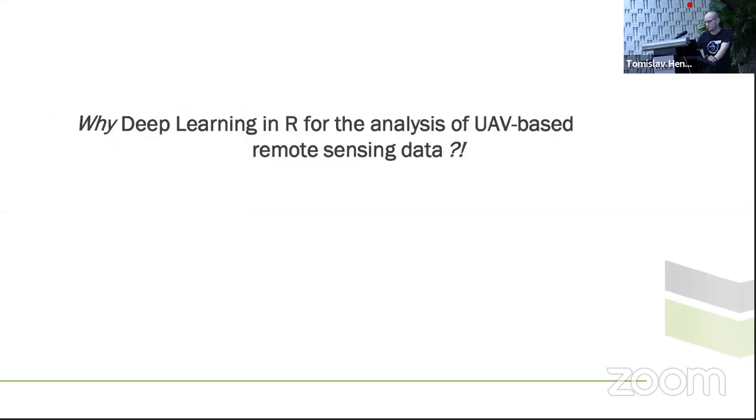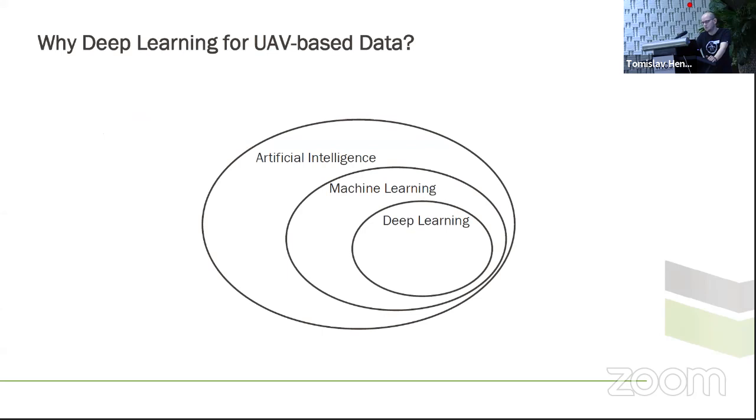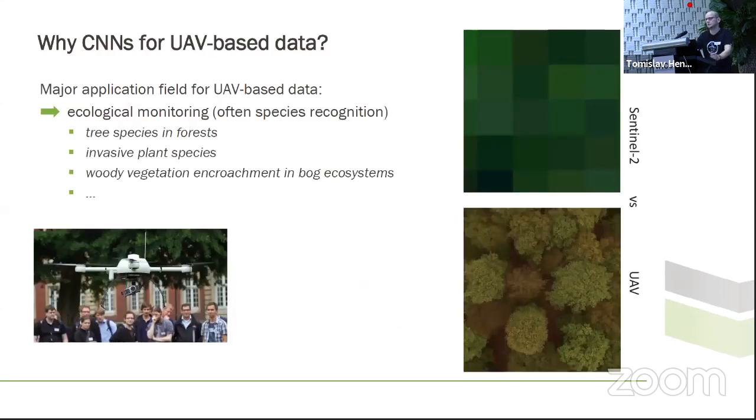So why deep learning for the analysis of UAV-based data? When answering this question, I would like to be a bit more specific. Most of you have probably already seen some form of this figure that tries to locate deep learning in the realm of machine learning or artificial intelligence in general. What we will be using today are convolutional neural networks, which are a certain form of deep learning. So the question should rather be: why CNNs, or convolutional neural networks, for UAV-based data?